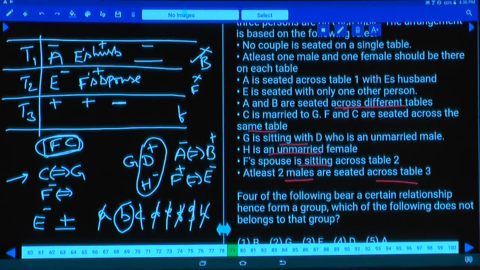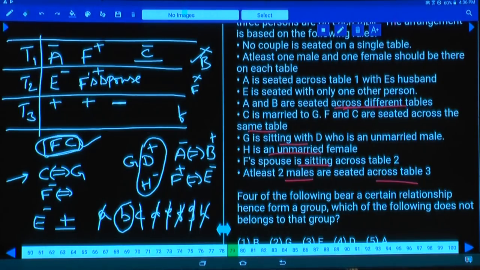Now we are able to determine the couples. 3 couples were there. Now A is here, and E's husband, who is E's husband? F. As F is here, F is a male, isn't it? As F is a male, F and C are at the same table and C must be here. Then what about this C? C is a female.